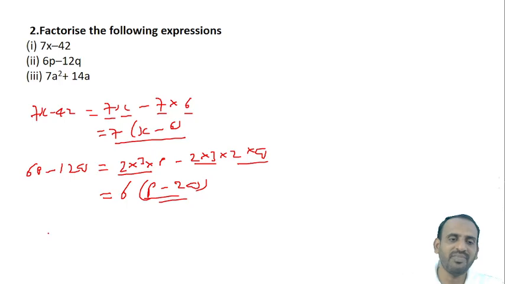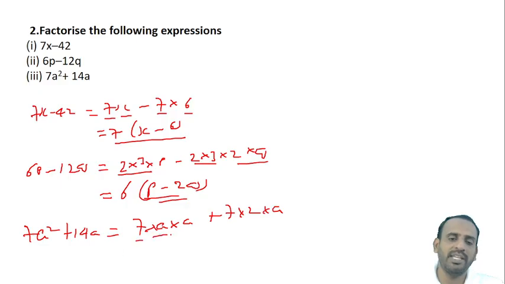Okay. One more. 7a square plus 14a. So 7 into a into a plus 7 into 2 into a. So what is common? 7 and a is common here. So you take out 7a common. What will remain? A. Plus here what will remain when 7 and a is taken out? 2 will remain. A plus 2.